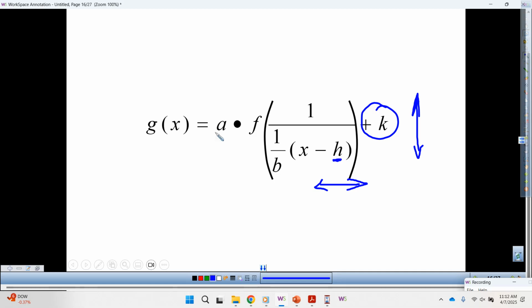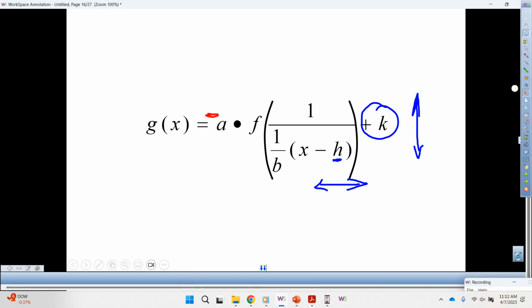Now, look up. What if A in the function was a negative? What would that do to the graph? Tell your neighbor. What would that do to the graph? Mariah, pass them one. Mario, what does that do to the graph? It flips it, yes. So if it's down here, it just goes up and the other one goes down.